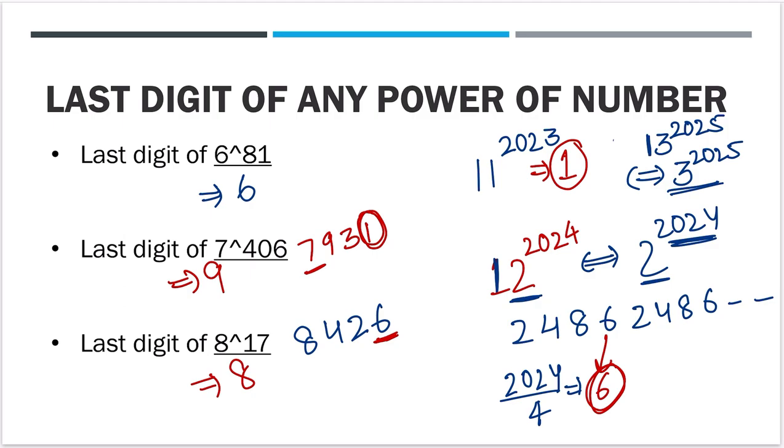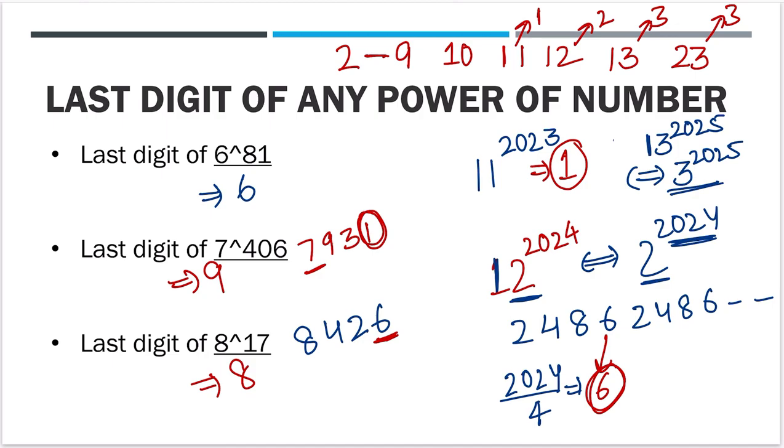So we have completed this; you just have to know for 2 to 9. For 10, the last digit is always 0. For 11, the last digit is always 1. For 12, check for 2 raised to power. For 13, check for 3 raised to power. For 23, if they ask you, check for 3 raised to power. If they ask you 46, only check for 6 raised to power, right? If they ask you what is 46 raised to power 2023, you just have to check for the last digit for 6 raised to power 2023. I hope this is clear.